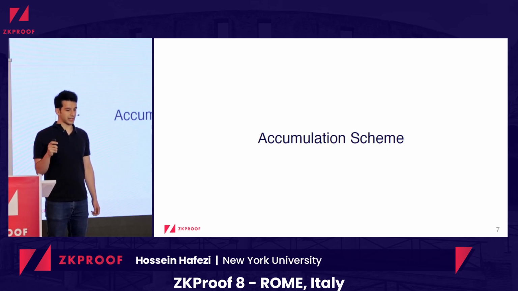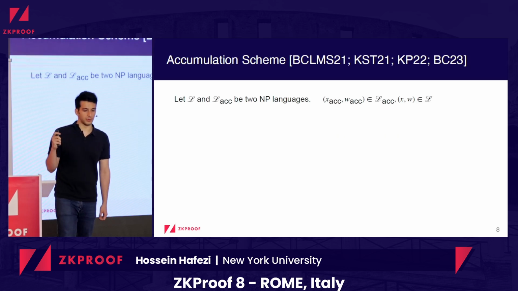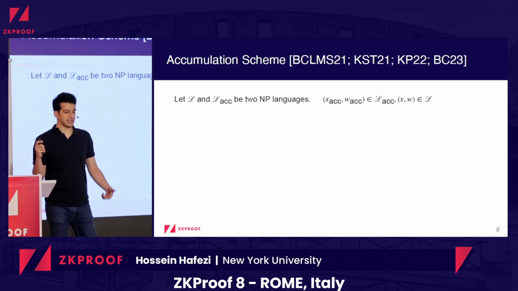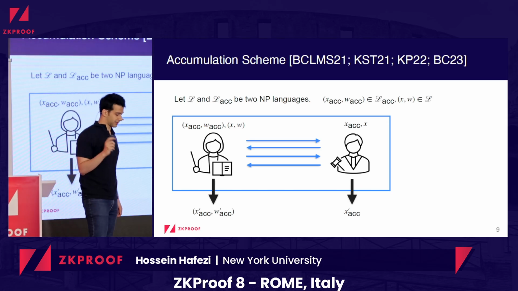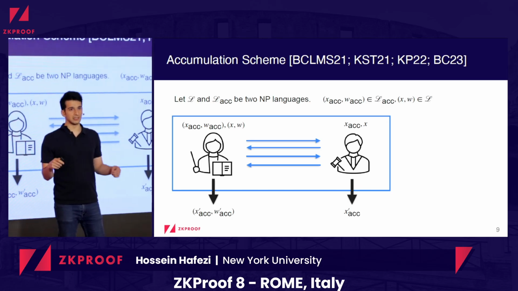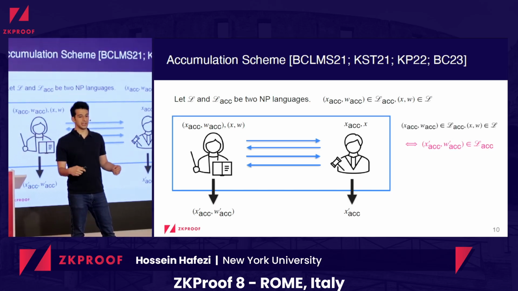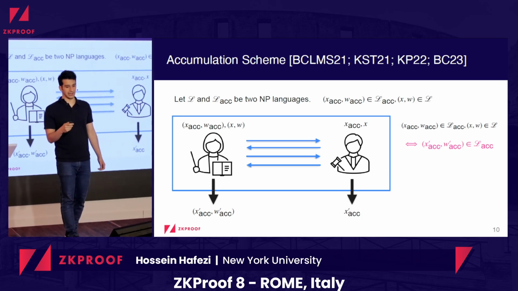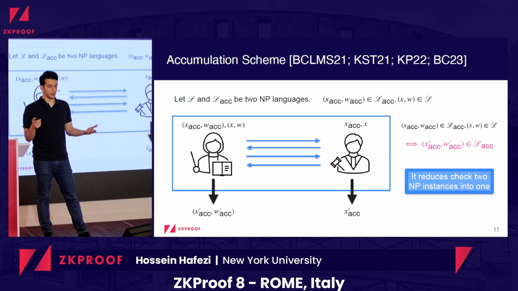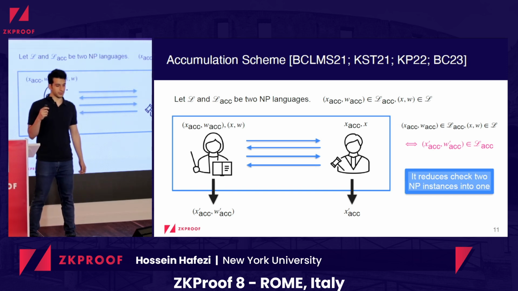And let's quickly see what an accumulation scheme is. So imagine we have two NP languages, L and L_AC, and we have an instance of L and an instance of L_AC. An accumulation scheme at a high level reduces satisfiability of an instance of L and an instance of L_AC into a single instance of L_AC, such that it is a reduction of knowledge, meaning that the result of the accumulation is going to be in the language L_AC if and only if the initial instances were in L and L_AC. The intuition is that it reduces two NP instances into a single one, and we'll actually see why it is useful for us to build recursive proofs.